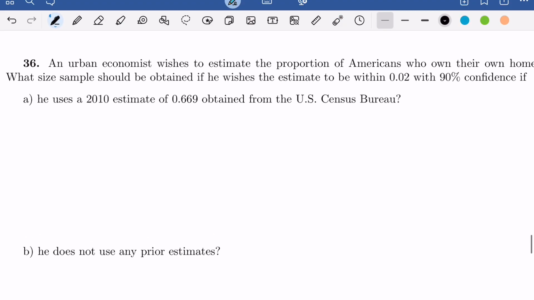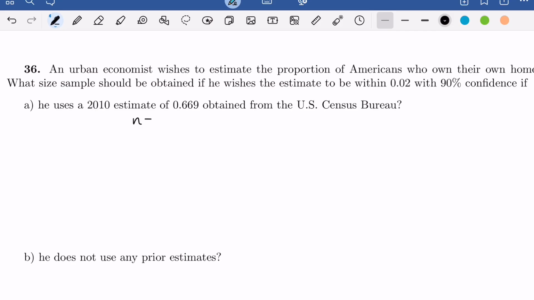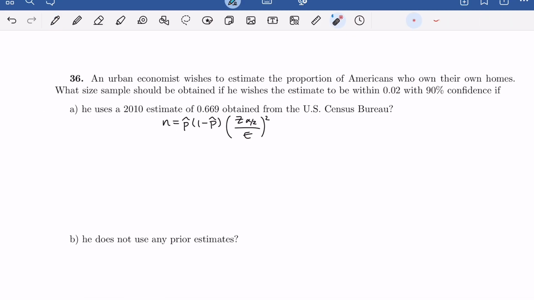We know that the formula for a sample size is going to be given by this here, where p hat is going to be our prior estimate. We know that this is going to be our critical value, and then E is going to be our margin of error. So, first of all, we are looking at a 90% confidence.